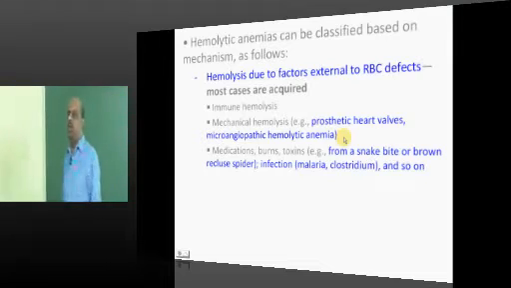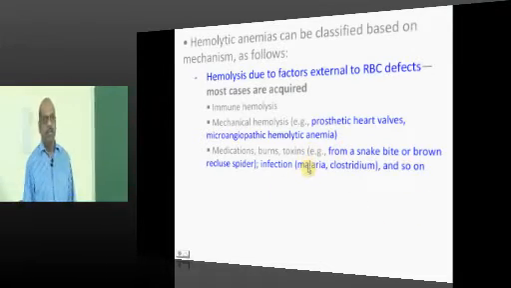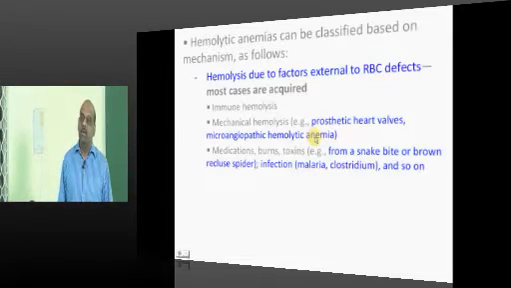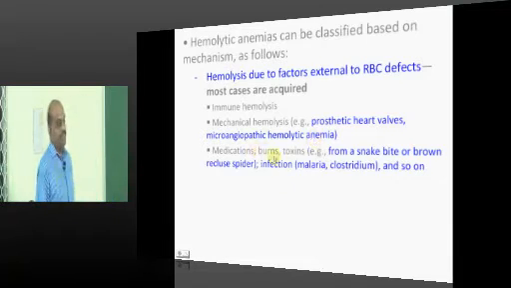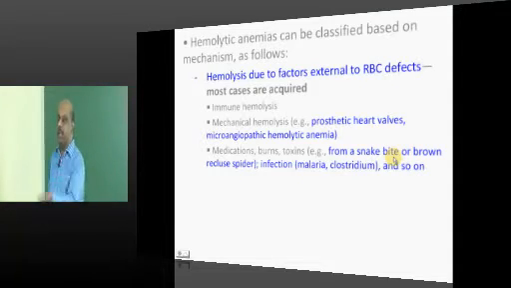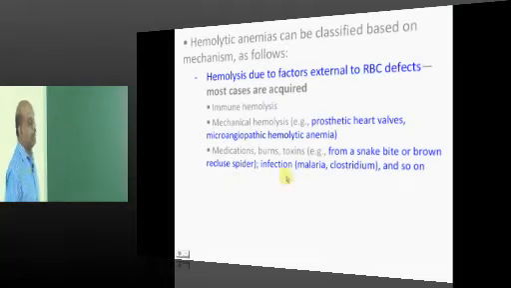Based on the mechanism, how do you classify the hemolytic anemias? There can be a defect within the RBC. That's the reason RBC is getting destroyed. Possibility 1. Second, RBC may be normal, innocent, going in the street, and it had been attacked by the autoantibodies and there was an immune hemolysis. Possibility 2.